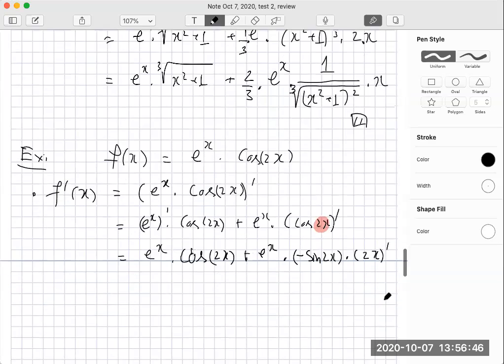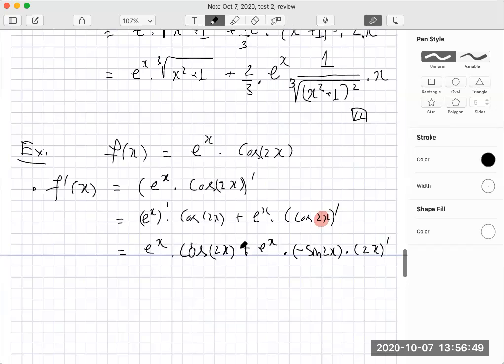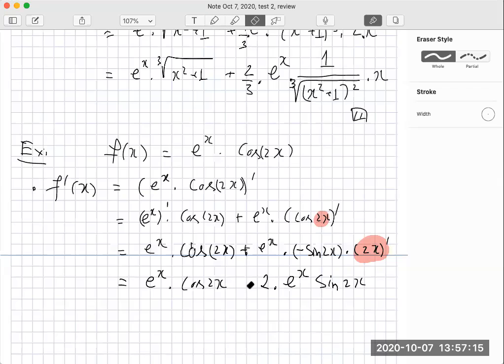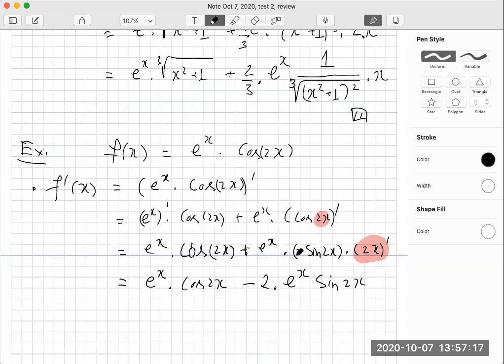Very good. Now, the final step. The derivative of 2x here gives us 2. It means that this gives us e to the x cosine of 2x plus 2e to the x sine of 2x. Is it right? Yeah, be careful. There's a negative sign. So we can write it here because these are the product. So be careful with the negative sign.